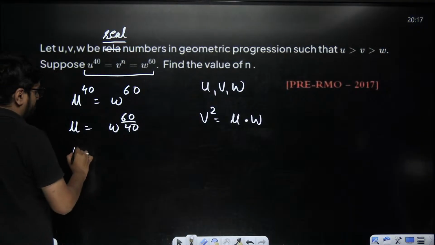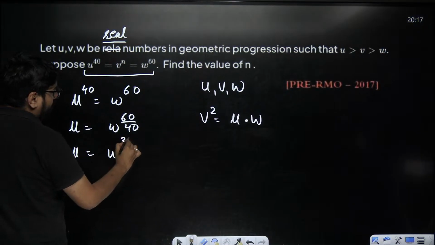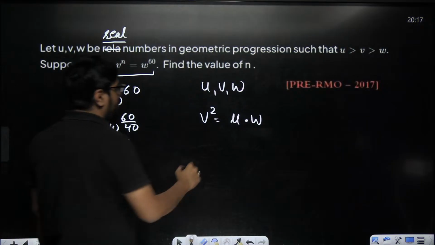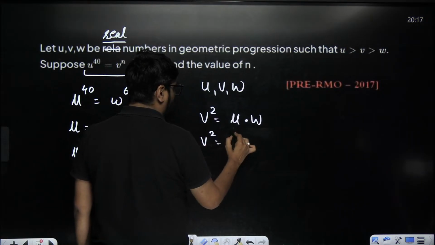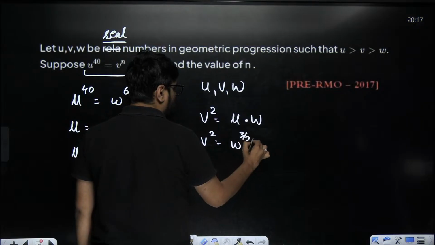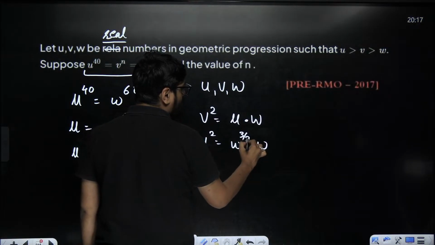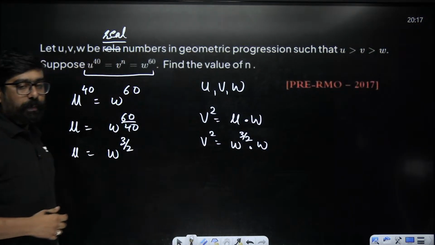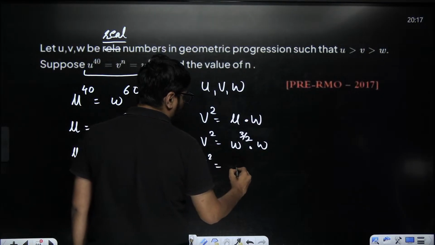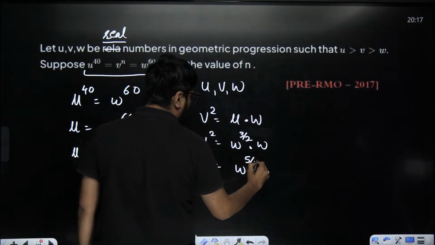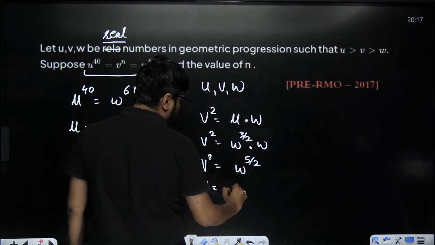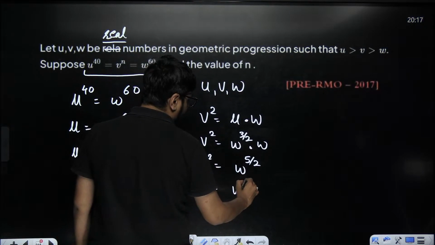Right. So U will be equal to what? W to the power 3 by 2. Now V square is equal to U into W, and U itself is W to the power 3 by 2. So W to the power 3 by 2 into W, and 3 by 2 plus 1 will be 5 by 2. So V square is equal to W to the power 5 by 2, and we can also say that V will be equal to W to the power 5 by 4.